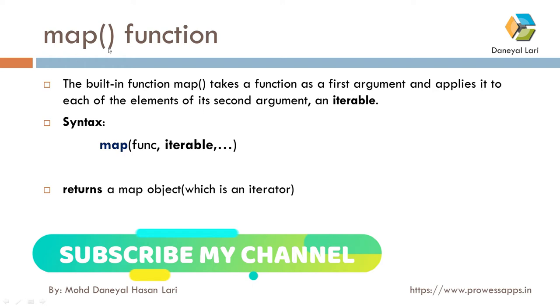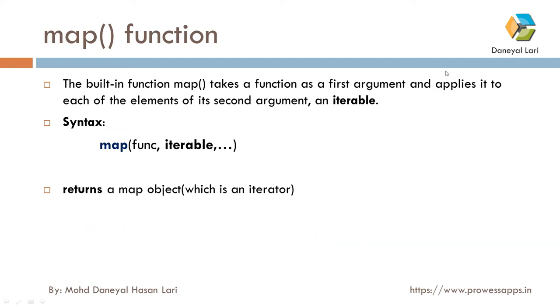So map is a higher order function that takes the first argument as a function and applies it to each element of its second argument, that is an iterable object. So this is the syntax map, and here you will write the function name that you want to apply on every element of the iterable object, and after performing the whole operation it will return an object of the map type. So let's see with an example.